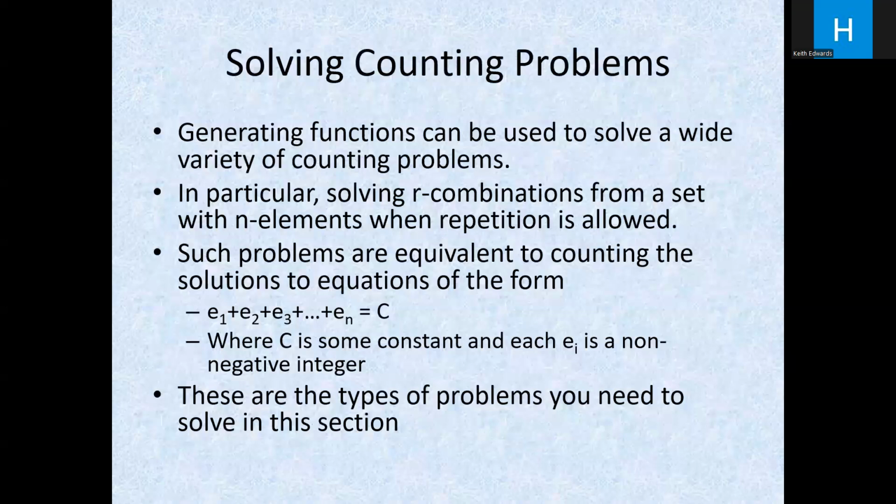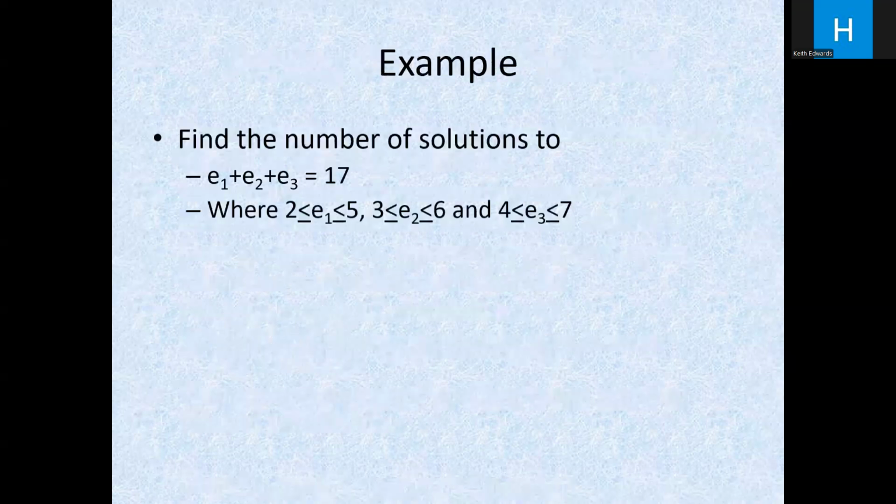So say I have some different numbers and I want them to sum to some constant c, like e1 plus e2 plus e3 is equal to 14. And then each e sub i may have some restrictions on it. We can actually use these generating functions to solve that type of problem. So let's take a look at an example of how we would use a generating function to solve that.